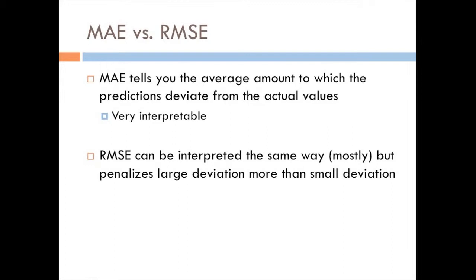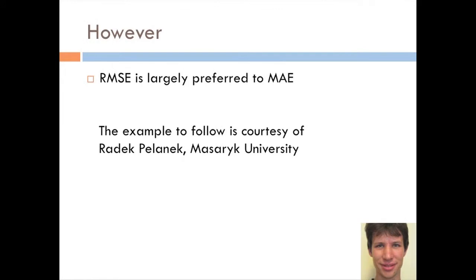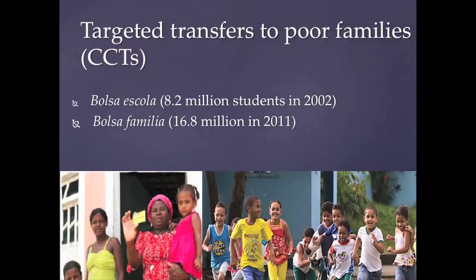The mean absolute error tells you the average amount to which the predictions deviate from the actual values, which is very interpretable. Root mean squared error can be interpreted the same way, mostly, but it penalizes large deviations more than small deviations. However, there are good reasons to prefer root mean squared error, even though it's a little harder to interpret on the face of it. The example to follow, which discusses that, is courtesy of Radek Pelánek at Masaryk University.